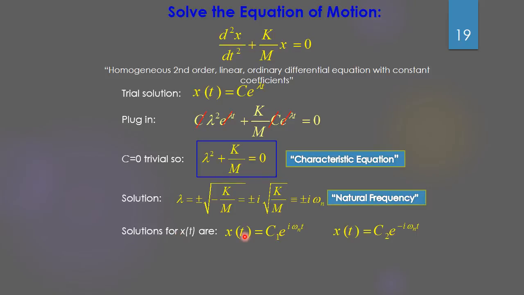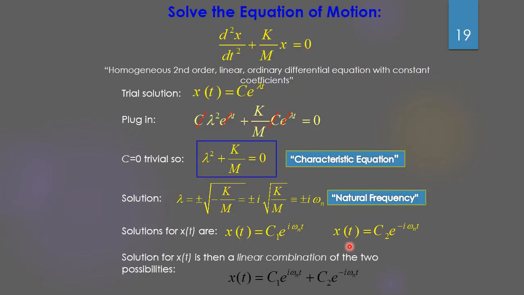The solutions for x(t) are the child solutions that we used. When you substitute this quantity over here, you'll get that the solution of x(t) would be equal to c1 e raised to the power i omega t, and x(t) equals c2 e raised to the power negative i omega_n t. So the solution for x(t) is then a linear combination of the two possibilities. The final solution x(t) is going to be the summation of the first solution and the second solution, because we have a positive quantity and a negative quantity. So it's going to be the summation of both.